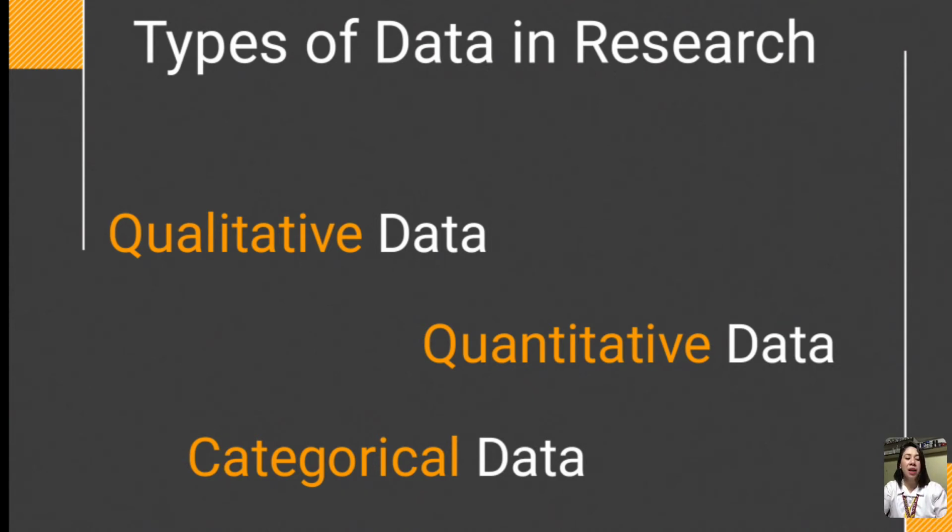The last one is categorical data. It is data presented in groups. However, an item included in categorical data cannot belong to more than one group.